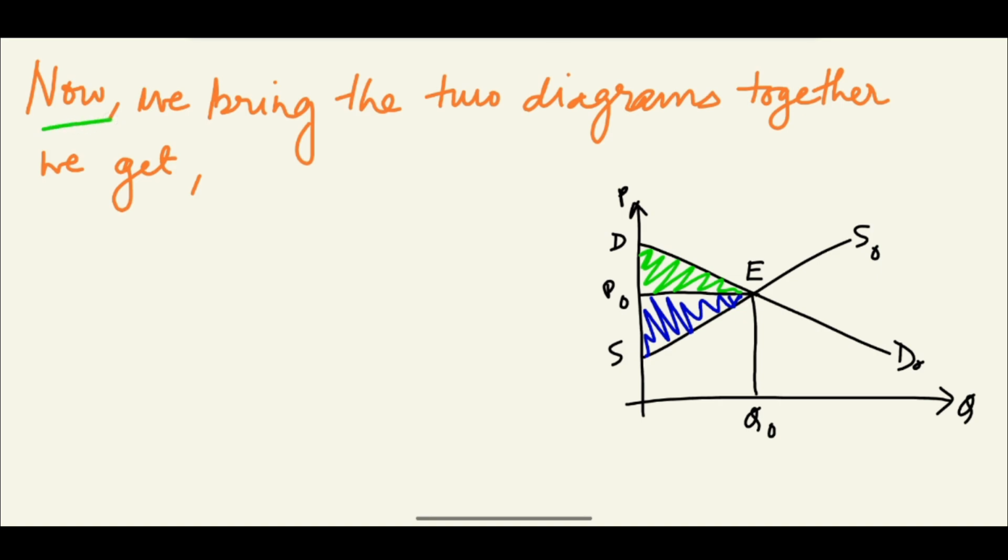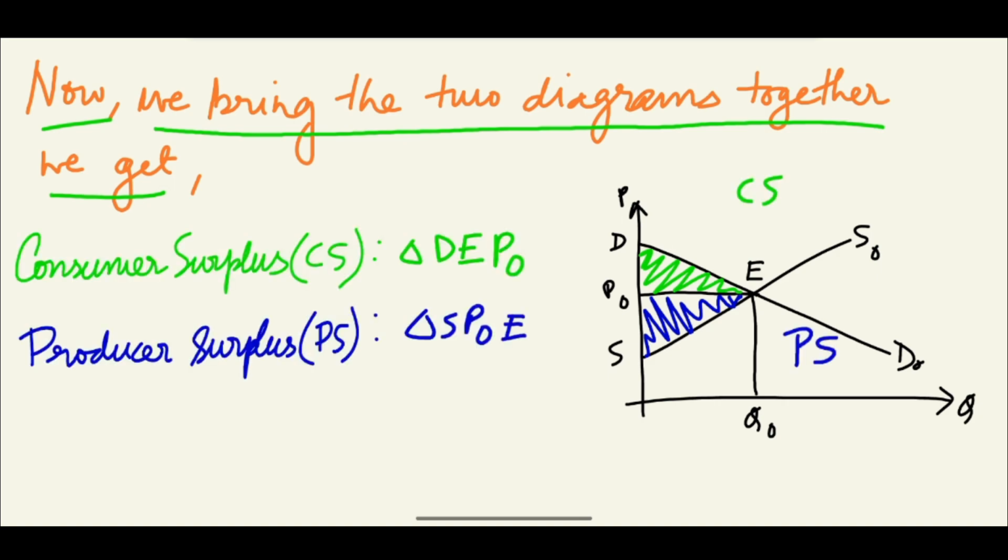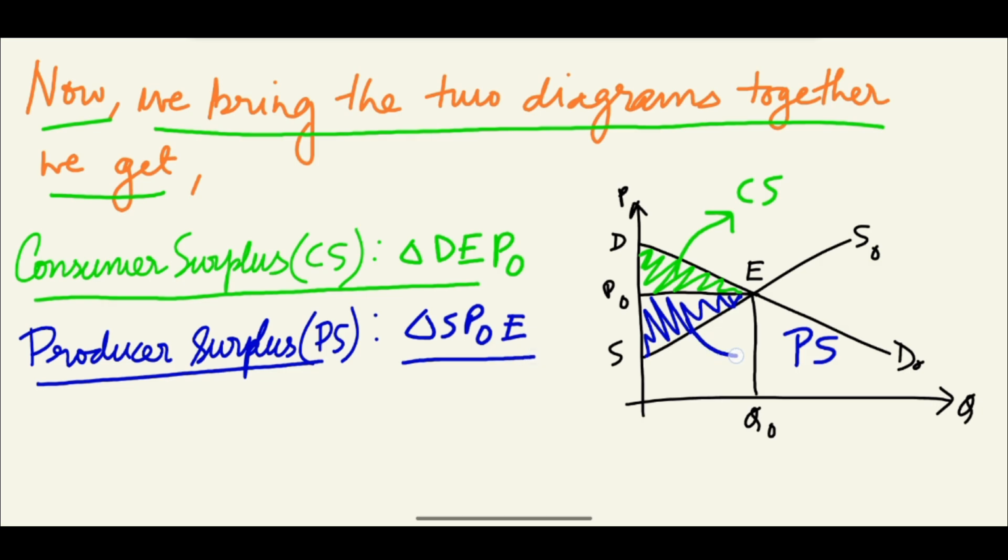Now we bring the two diagrams of consumer surplus and producer surplus together, and we get consumer surplus, which is represented by triangle DEP0, and producer surplus, represented by triangle SP0E.